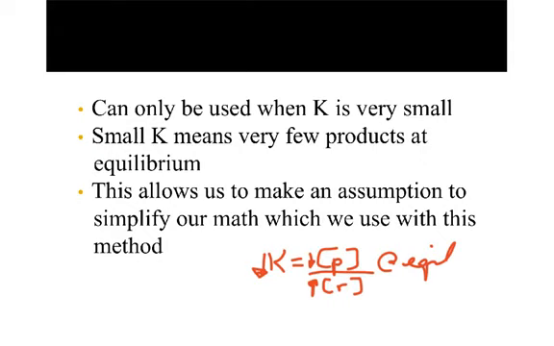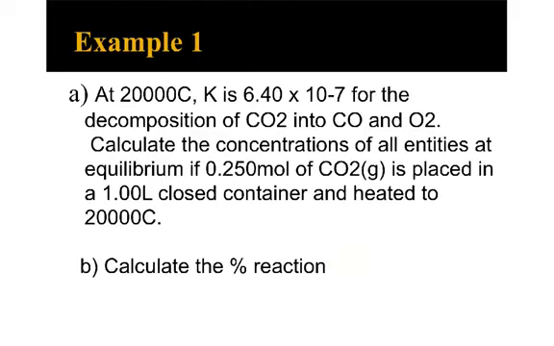And basically we're going to make an assumption, so it's not going to be completely accurate, but we're going to make sure that our math is within a 5% range of error. So I'll take you through the steps and we'll see how it works. We're going to jump right into an example and then we'll look at the steps individually.